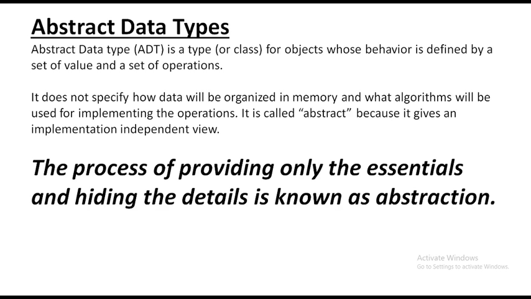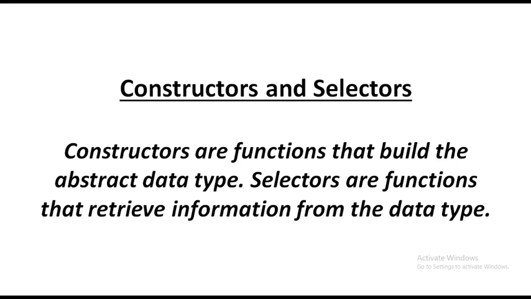To facilitate data abstraction, we have to create two different functions. One is constructor, another one is selector. Here what is constructor? Constructors are the functions which are used to create abstract data type, that build the abstract data type. And next one is selectors. Selectors are also functions which are used to retrieve the information from the abstract data type. That is what selector is.